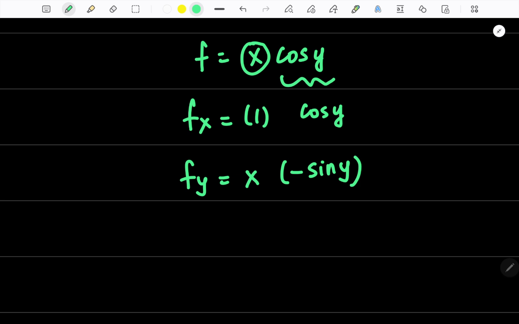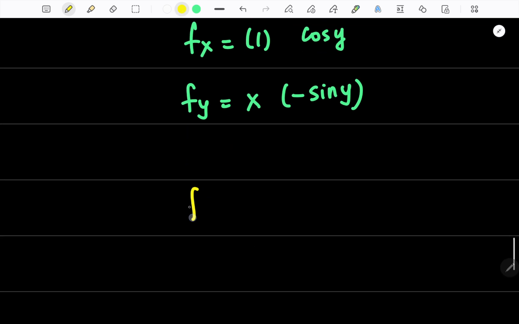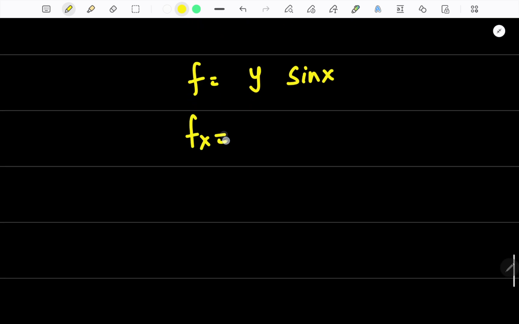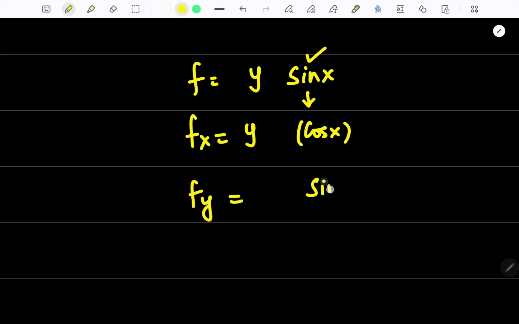Got the idea? I'll give you one more example. f is equal to y sine x. What is the derivative with respect to x partially? When I differentiate with respect to x partially, y is a constant. The derivative of sine x is cosine x. And when I differentiate with respect to y, fy, sine x is a constant and the derivative of y is 1.